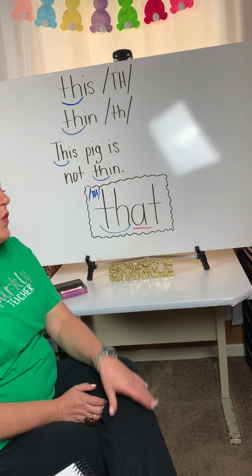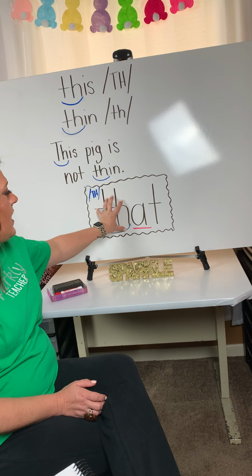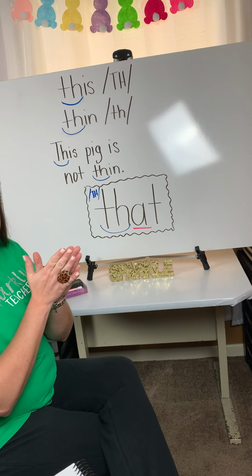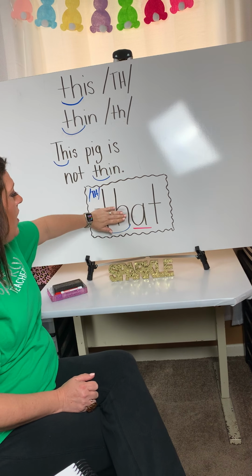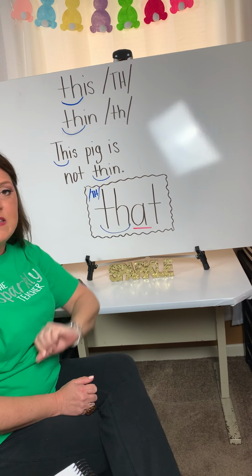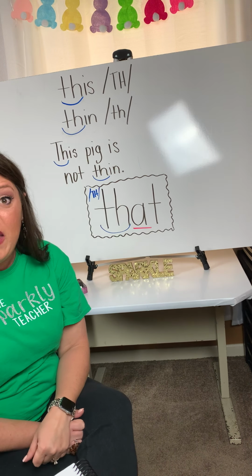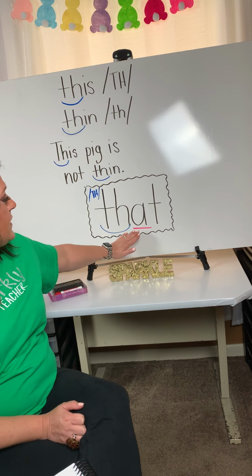Okay? The reason we only have the 3 sounds is because this consonant team works together to make just that one sound. Okay? So, the, a, t. That's how we only have 3 sounds, but we have 4 letters. Okay? All right. And let's look at this word again.